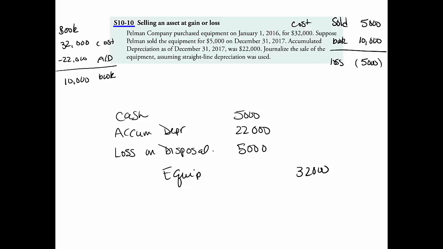So those are really your options. You can discard it, either fully depreciated or not. You can sell it for a gain or sell it for a loss, or sometimes you could sell it for exactly the book value, in which case you won't have a gain or a loss.